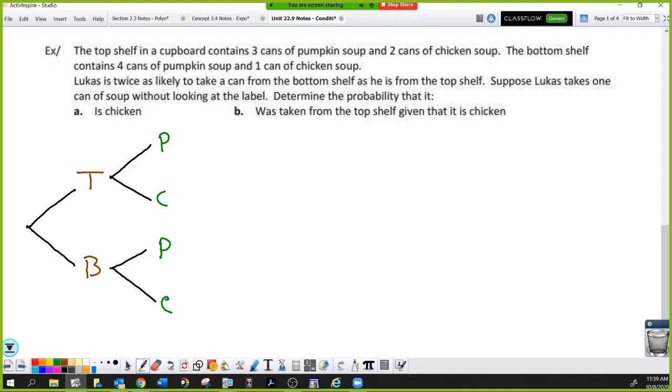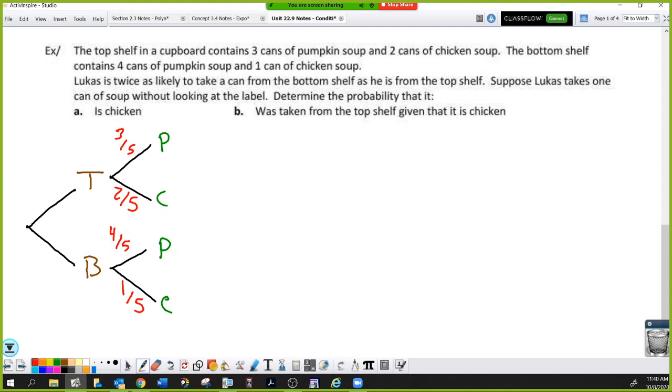Let's fill out the probabilities of the soups first, because that's easy. Top shelf. How many cans of soup are there? 5. 3 of them are pumpkin. And 2 of them are chicken. Now we go to the bottom shelf. Also 5 cans of soup, but this time 4 pumpkins. Easy peasy, right? But now let's talk about the probability of the shelves.